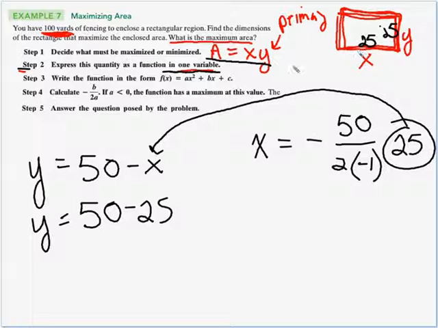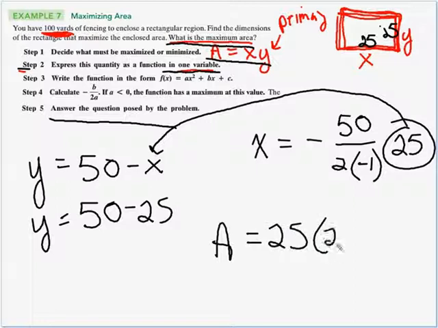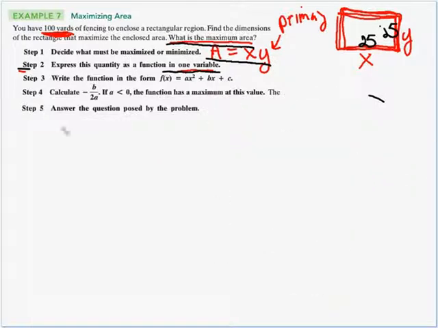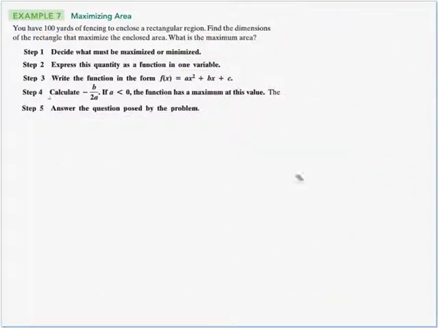Did that answer the question? It says answer the question posed by the problem. So we did find the dimensions, but the final answer is, what's the max area? Okay, well, area equals x times y, length times width. 25 times 25 is 625. We're talking yards, yards squared. So to maximize our area, we'd want to use 25 on each side of the rectangle, or the square, so that would be our 100 yards, and we would have the most area in our fence. All right, good times, good times.